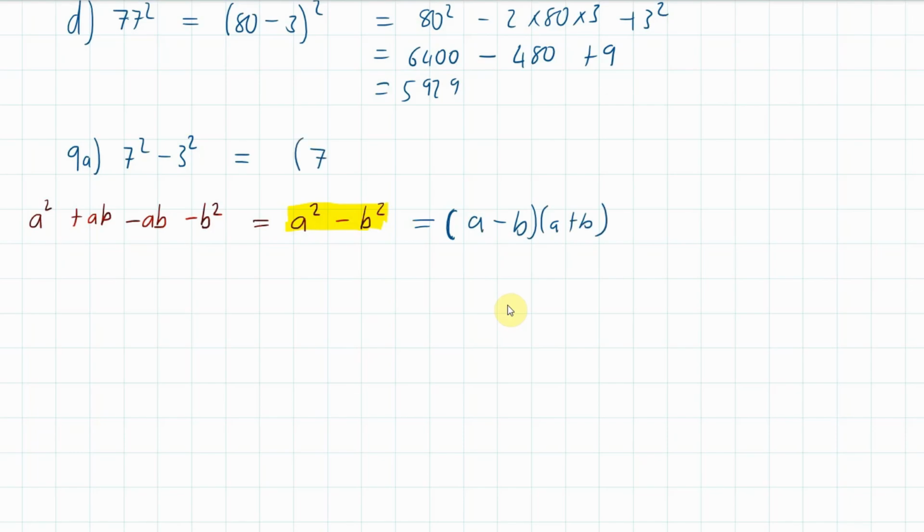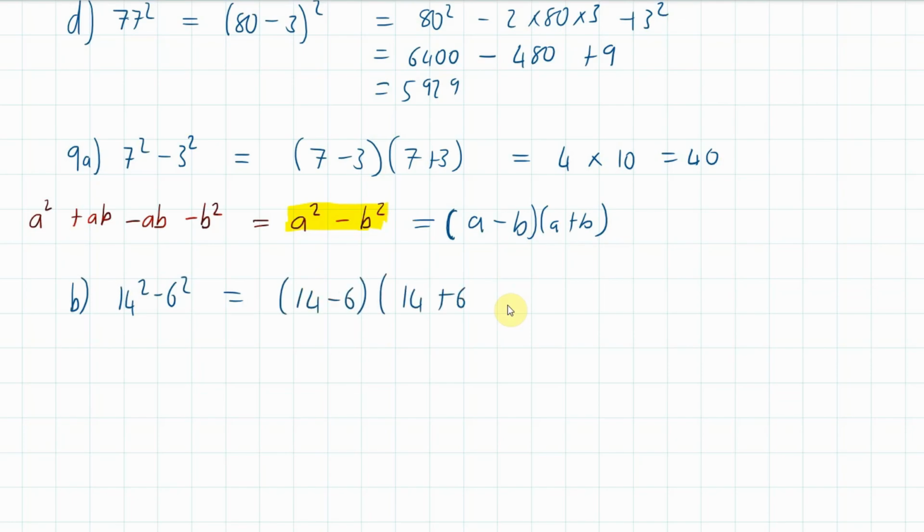So we're just going to go, all right, 7 minus 3 times 7 plus 3. Now, what does this give us? 7 minus 3 is 4. 7 plus 3 is 10. So it should be 40. And you know that 49 take away 9 is 40, so that's fine. Let's do b. Now for b, we have 14 squared minus 6 squared. So we're going to go 14 minus 6 times 14 plus 6. Now 14 minus 6 is 8, and 14 plus 6 is 20. And we're timesing them together, so 8 times 20 is equal to 160.